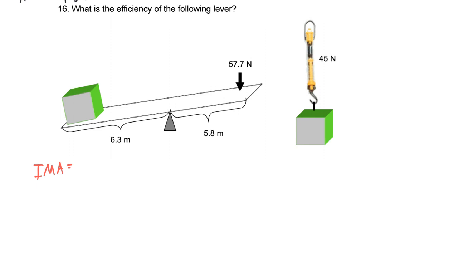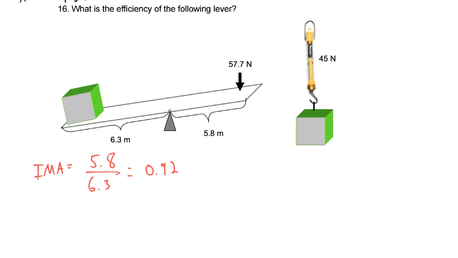So we're pushing closer in, so we should actually get a mechanical disadvantage here. And that's actually what we see. It takes 57 instead of 45 to lift this thing. So we need to set it up so we get the disadvantage. 5.8 over 6.3 gives us an ideal mechanical advantage of 0.92.